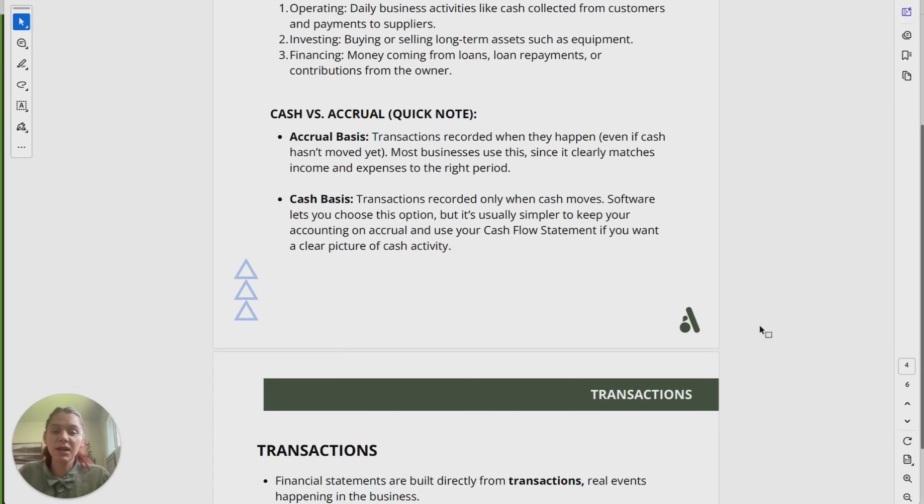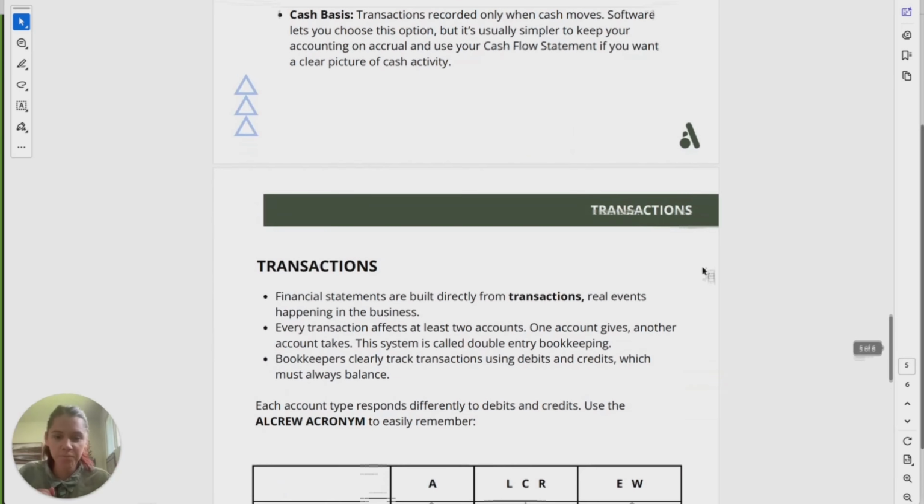For a cash basis, those transactions are only recorded when the cash moves. So if you choose this option, it's really simple, but it's not really right for accounting. And we have the tool of the cash flow statement that we can use if we want to see the cash side of things. And then we can leave our income statement and balance sheet and all those other things in the accrual basis so we can actually see what took place in the period.